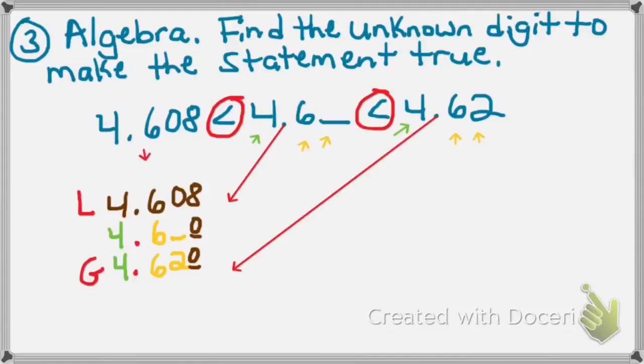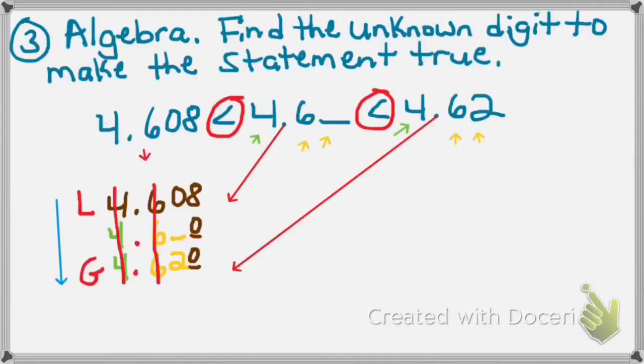I always start the way I read a sentence from left to right. I see 4, 4, and 4. They're the same, so that doesn't help me. I move to the right, and I see 6, 6, and 6. They're the same, so that doesn't help me. I move to the right of that, I see 0, blank, and 2.